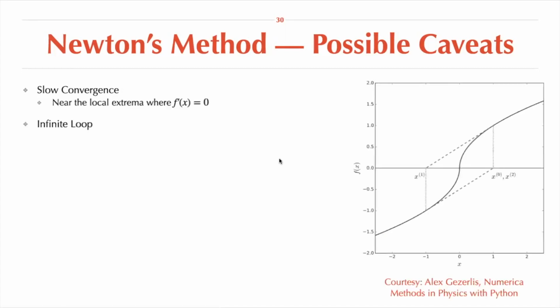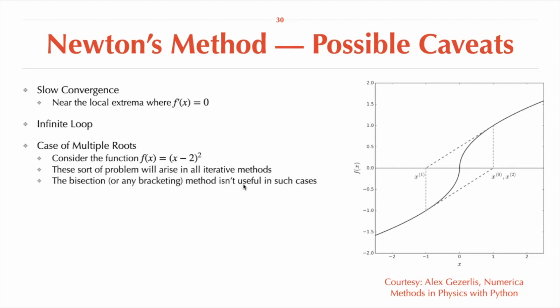It can also get into an infinite loop like this. For example, for this very symmetrical function, you start with some point over here, and you draw a tangent at (x0, f(x0)). It will make you reach there, and then you will again reach here, and here. So you will be in an infinite loop. You will not really converge to the root of the function. It can also be problematic in the case of multiple roots.